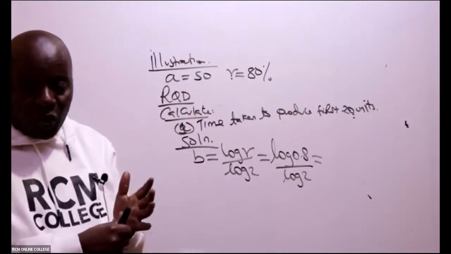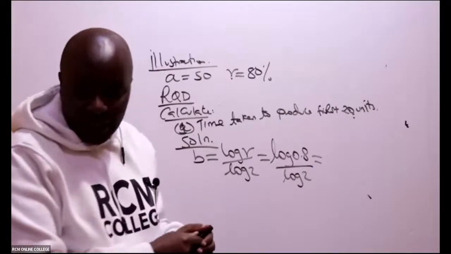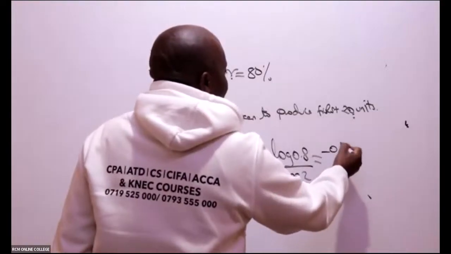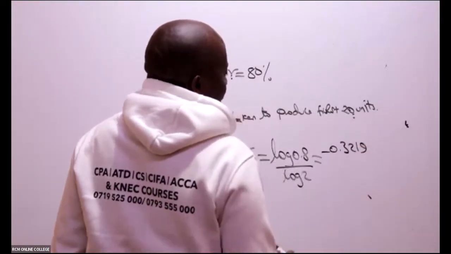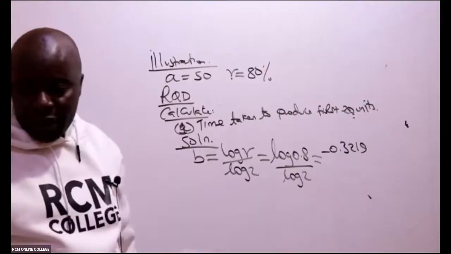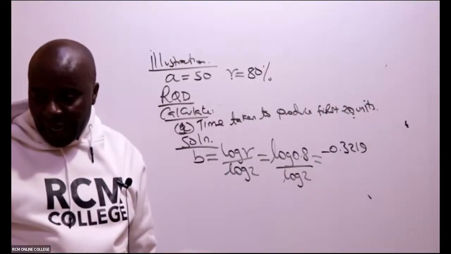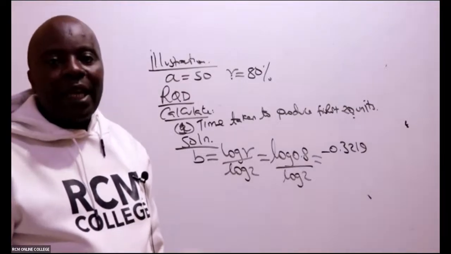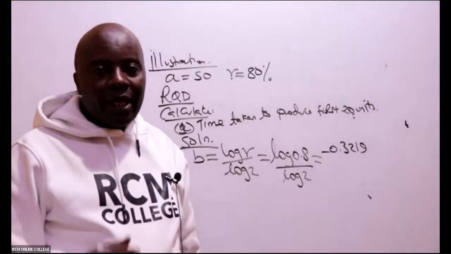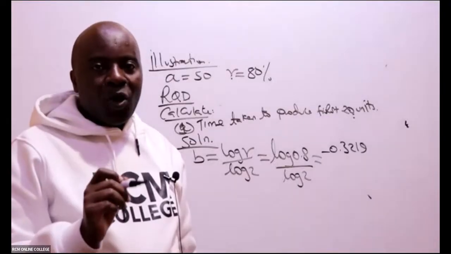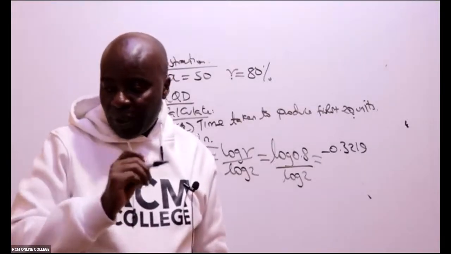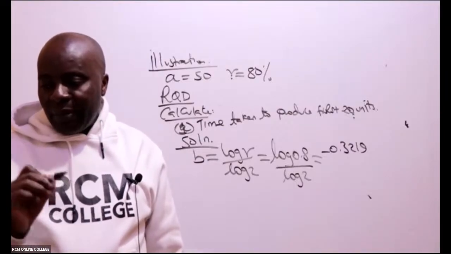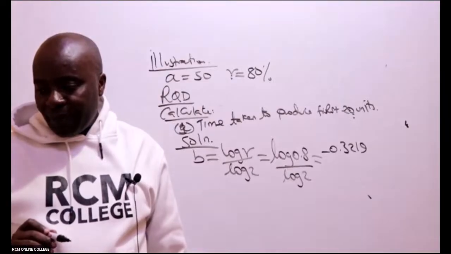I don't know whether you've been able to get this. The students are telling me it is negative 0.3219. We should always round this off to 4 decimal places. I'm getting 381 because, Peter, you must have said log 80%. Say log 0.8 over log 2, and then we compare notes.